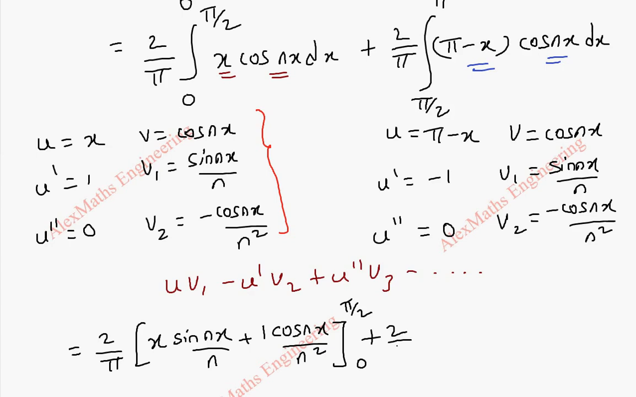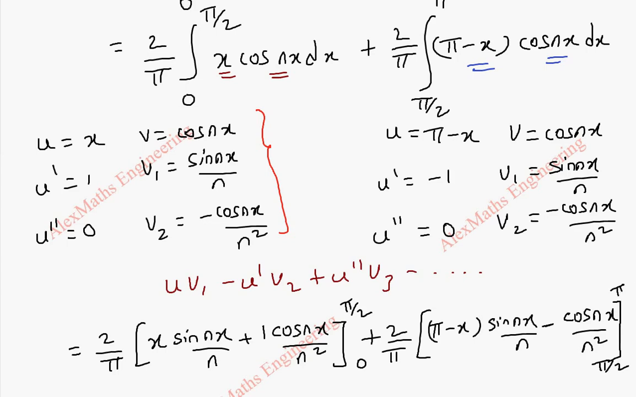In the same way, plus 2 by pi. Then we have u, which is pi minus x into v1 sin nx by n, then minus, and there is a u dash which is minus 1, and v2 is also minus cos nx by n square, so that becomes positive, and already there is a minus sign outside, so we keep that as cos nx by n square. So we have a limit from pi by 2 till pi.